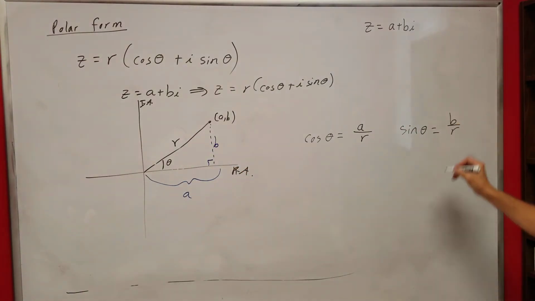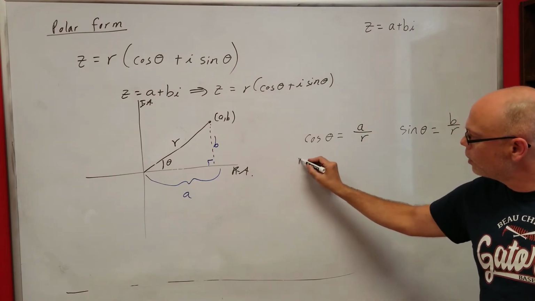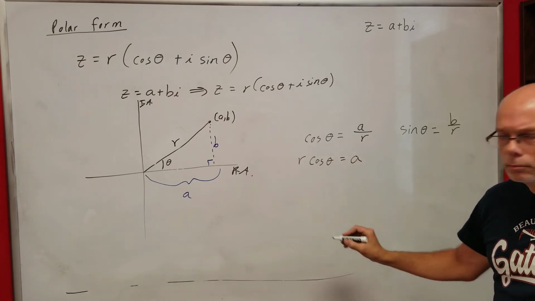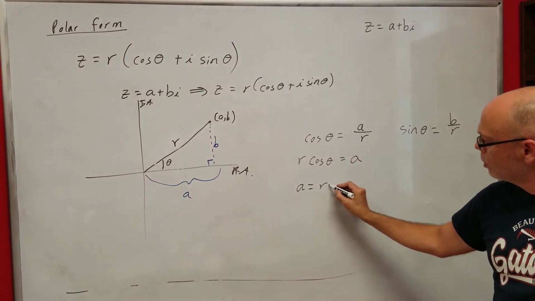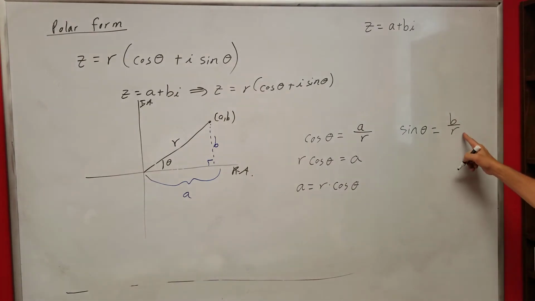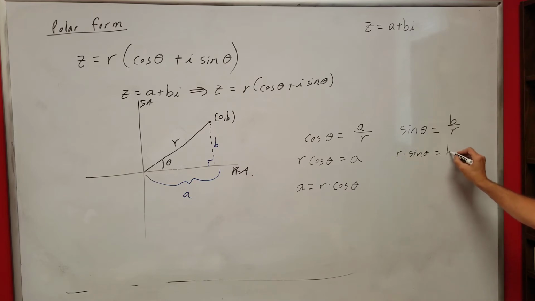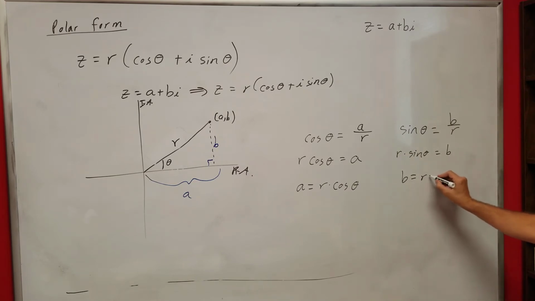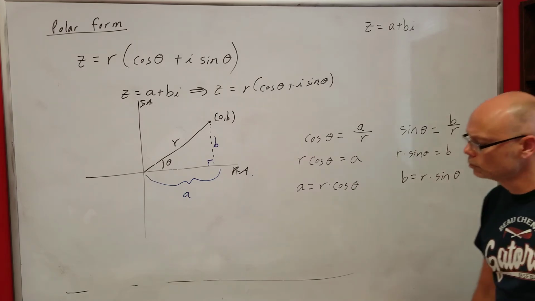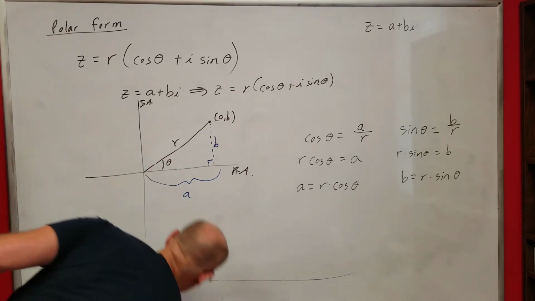And we actually saw this type of thing before. What happens if we multiply both sides by r? We have r cosine of theta is equal to a. Or I could say a is equal to r times cosine of theta, right? Over here, if I multiply both sides by r, I have r times sine of theta is equal to b. Or b is equal to r times sine of theta.